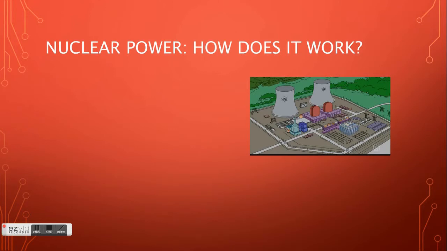So, nuclear power, how does it work? We have a nice little illustration of the nuclear power plant in The Simpsons that Homer works at. It's driven by nuclear fission reactions, which is just the splitting of an atom. You bombard an atom, typically uranium, with neutrons, and you get multiple nuclei and a lot of energy released, which can be quantified through Einstein's equation, E equals mc squared.